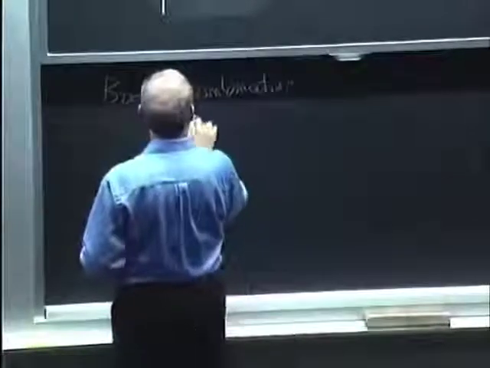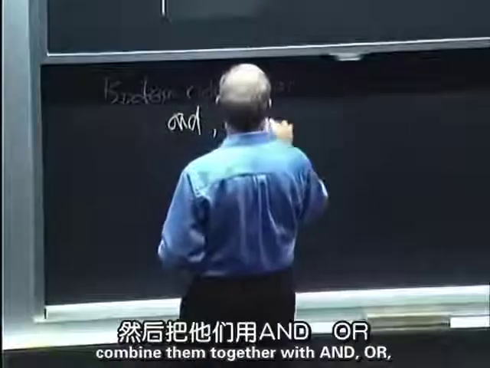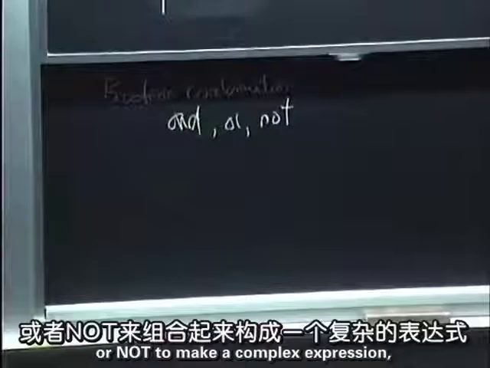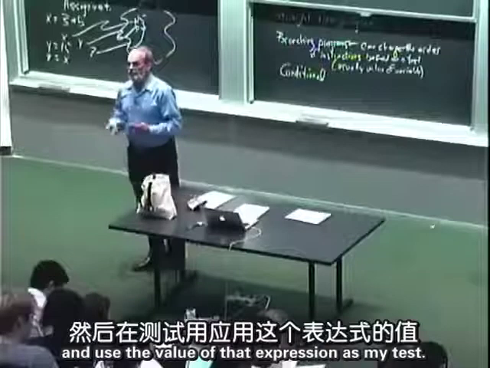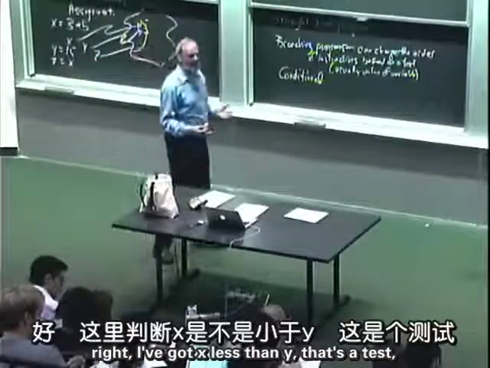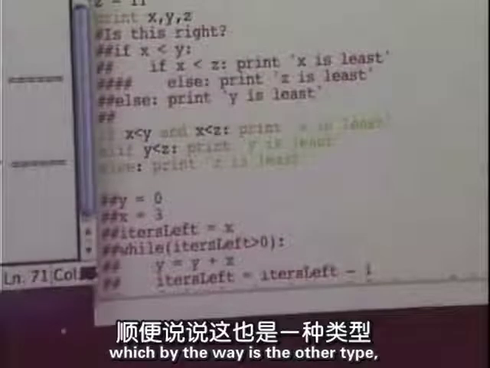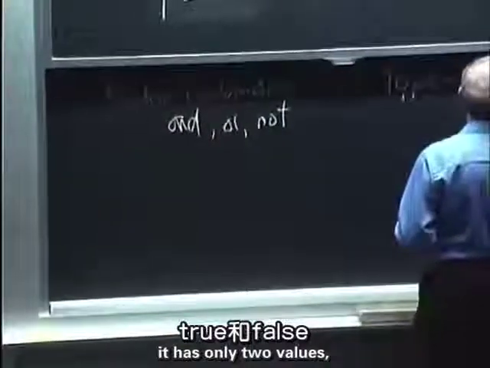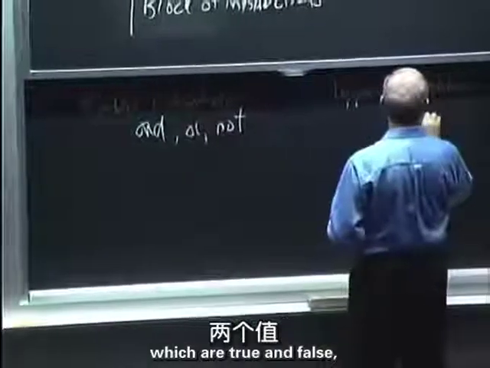That is to say, we can take any logical expressions, combine them together with and, or, not to make a complex expression, and use the value of that expression as my test. And that's literally what I've done there, right? I've got x less than y. That's a test. It returns a Boolean, which, by the way, is the other type that at least I would include here. It has only two values, which are true and false.